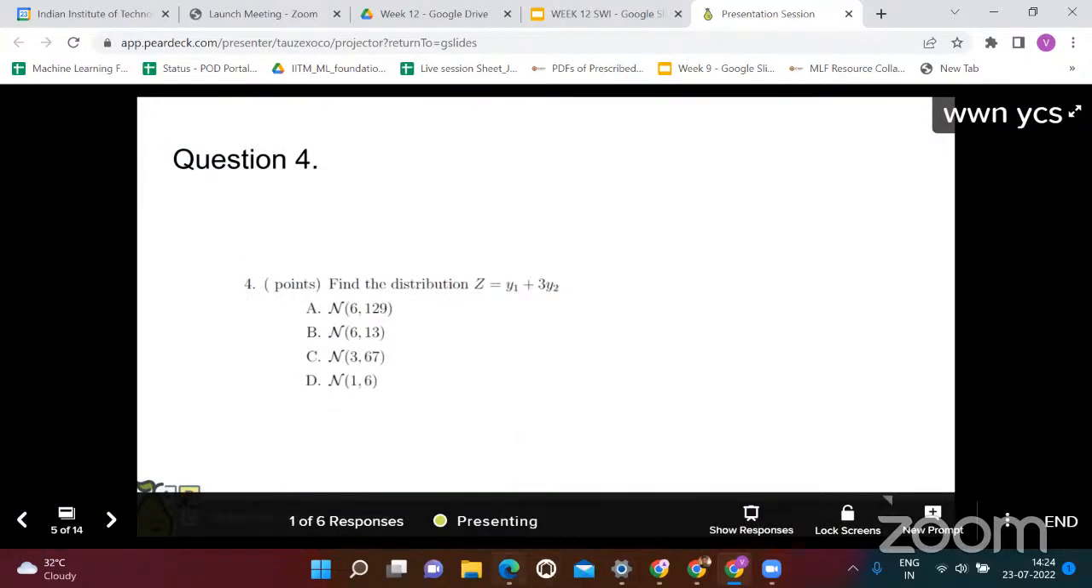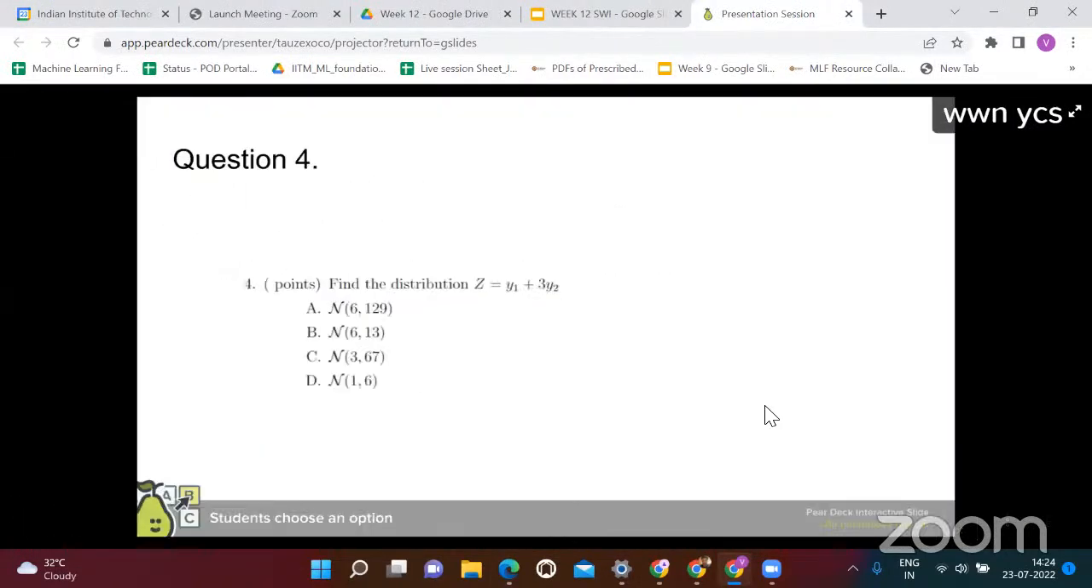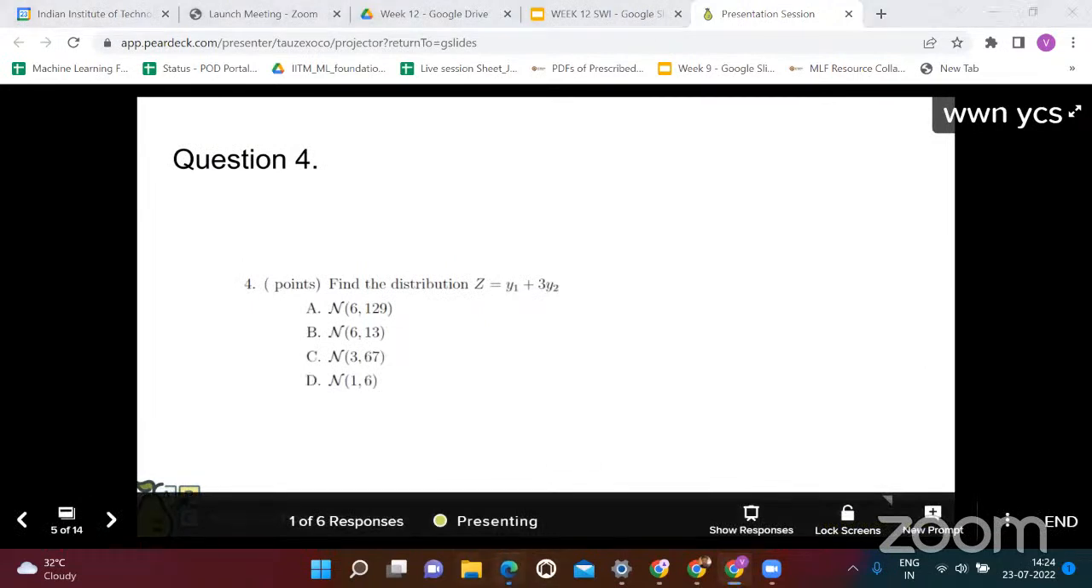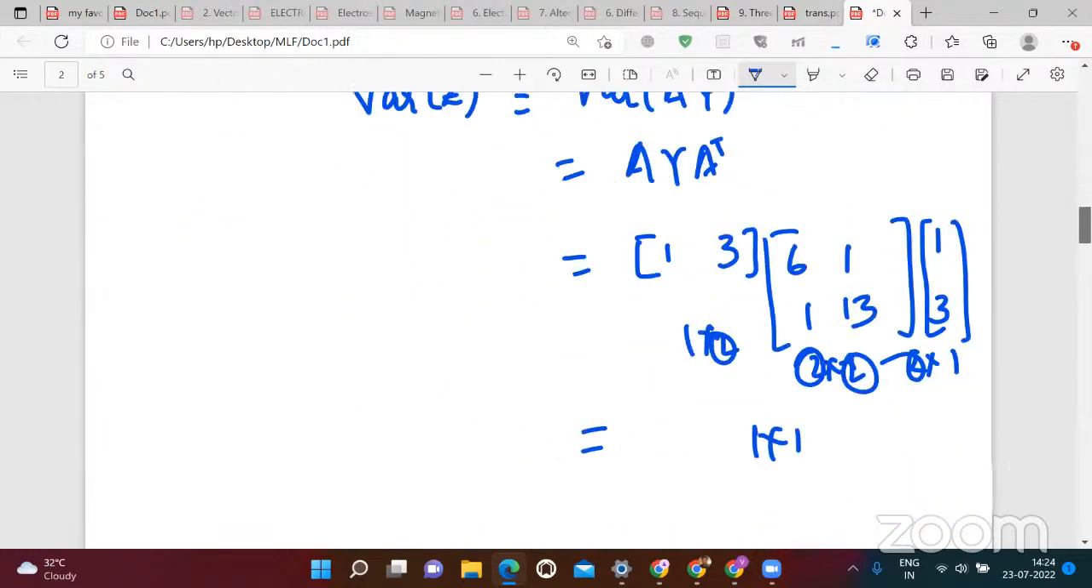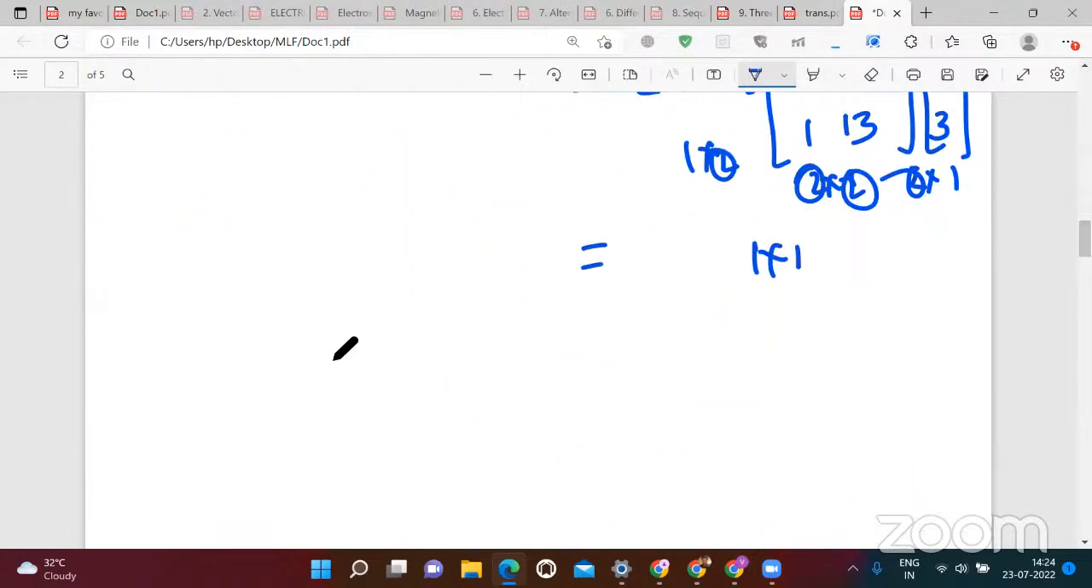You can calculate it from the covariance matrix you already have. What is the covariance matrix? 6, 1, 1, 13. So you can write it here: 6, 1, 1, 13. Then, see, this is 1 cross 2, this 2 cross 2, this 2 cross 1, so this will get removed, and you'll get 1 cross 1. So you'll get the exact value of the variance of z. So the distribution of that will be what? 6, comma, whatever the variance of z you get.